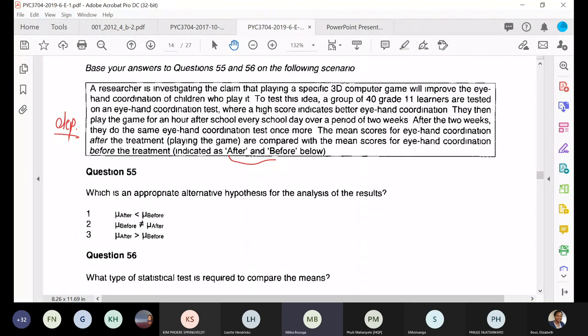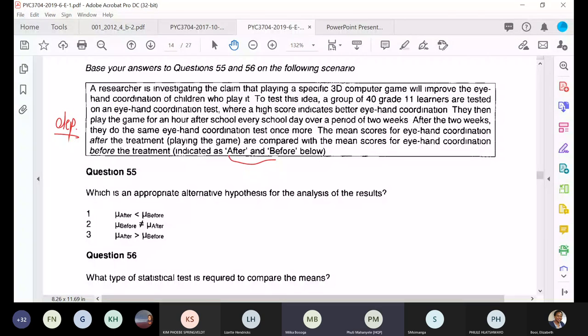Let's hear number two. How are you supporting it? But you know what they've done? They've put the words funny. It's actually number two because they put after and before for number three. They first put after. No, that's right. That's right. Sorry. The question here is, which is an appropriate alternative hypothesis? The alternative hypothesis needs to give kind of a direction.